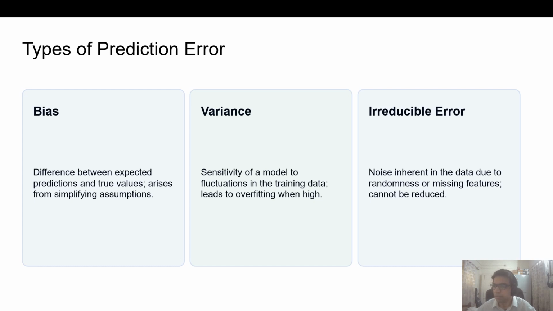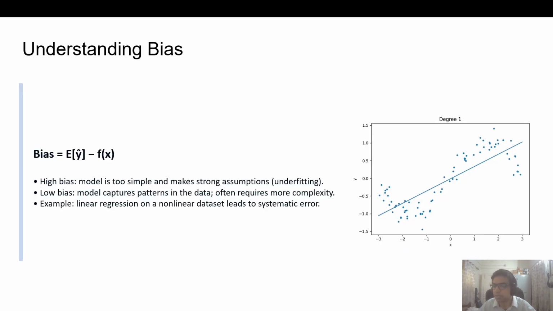Now, moving to the next slide, which is understanding bias. So, bias is formally defined as the expected prediction minus the true function value. So, a high bias model will make strong assumptions. For example, fitting a straight line to sinusoidal data, which will lead to systematic underfitting. And this is something you can see in the diagram also.